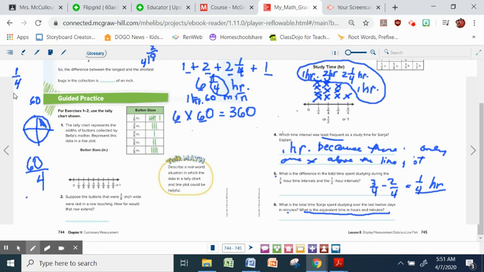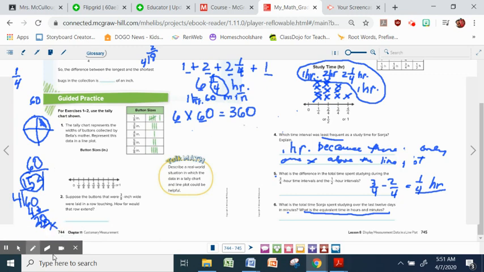So 60 divided by 4: how many times can 4 go into 6? That would be 1 time. 1 times 4 is 4. 6 minus 4 is 2. Carry down my 0. So 20. How many times can 4 go into 20? 5 times. 5 times 4 is 20. So there you go. 1/4 of an hour is 15 minutes.